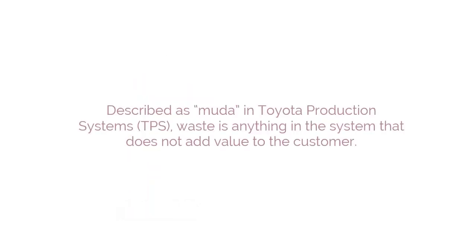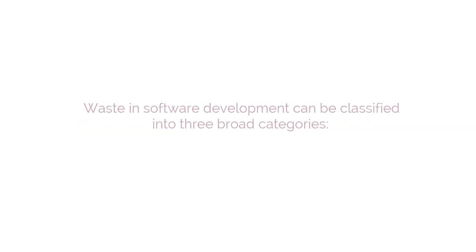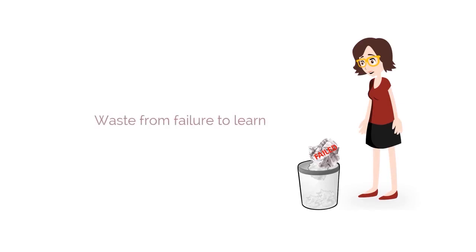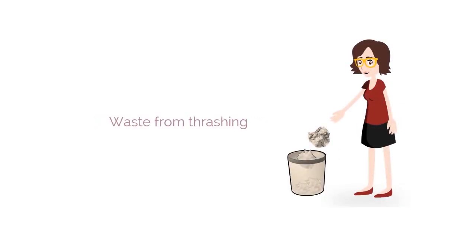2. Eliminate waste. Described as muda in Toyota Production Systems, or TPS, waste is anything in the system that does not add value to the customer. Waste in software development can be classified into 3 broad categories: waste from building the wrong thing, waste from failure to learn, waste from thrashing, that is, practices that impede the process.